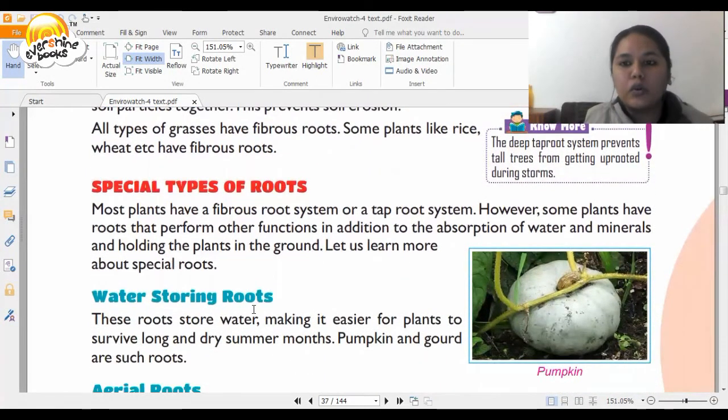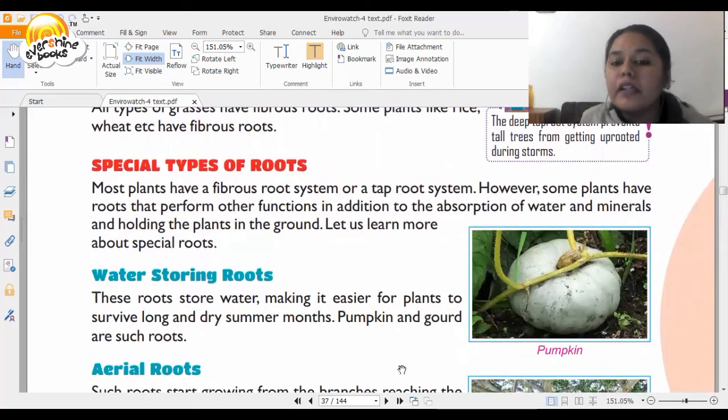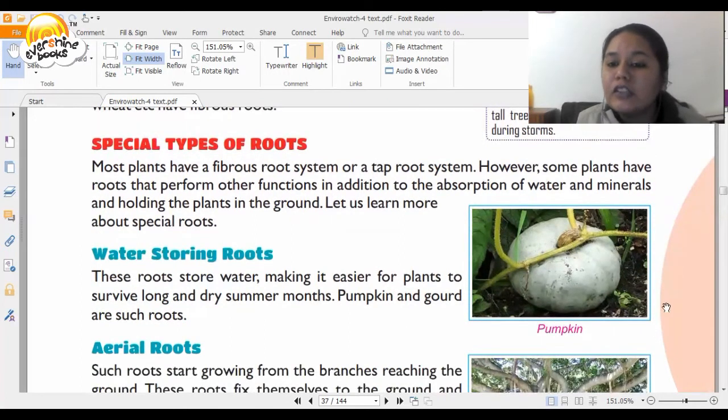You have water storing roots. So there are some roots whose main function is to hold or store water. These roots store water, making it easier for plants to survive long dry summer months. Pumpkin and gourd are such roots. What is a gourd? Have you seen a loki? That's called a gourd. And so you can see pumpkin, this has the water storing roots.